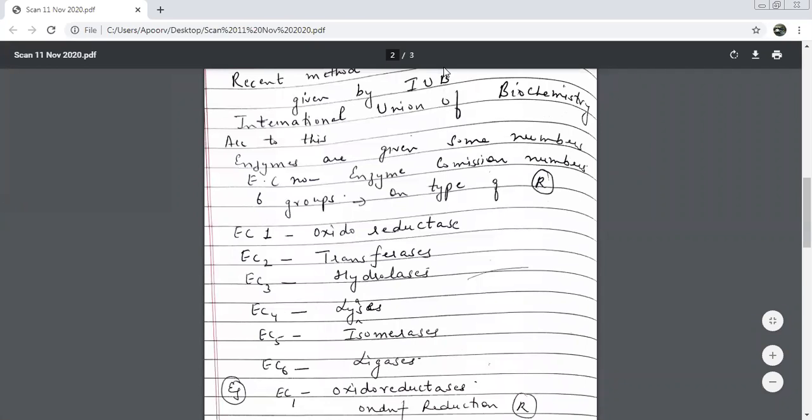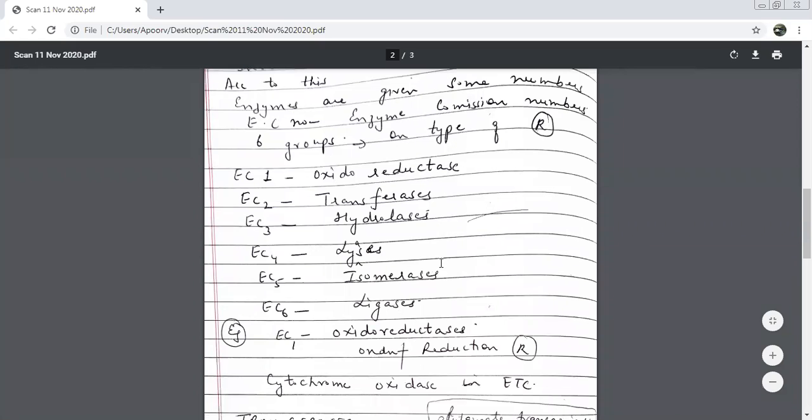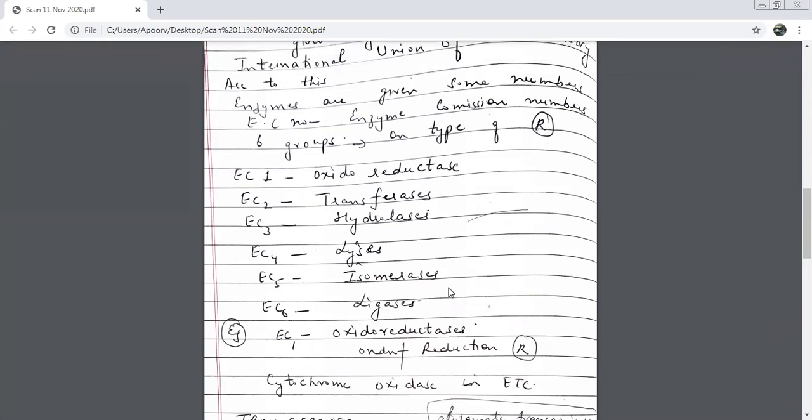This is very easy. EC1, oxidoreductase. Both functions, oxidation and reduction, are performed by it. Any enzyme first discovered over here is EC1. Then transferases, EC2. EC3 are hydrolases. EC4 are lyases. EC5 is isomerases and EC6 is ligases. So we have given commission numbers to all of them on the basis of their functions.